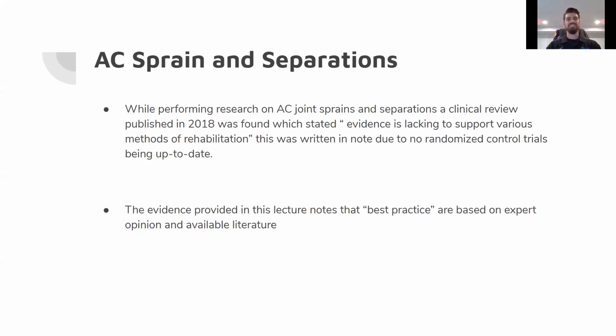So let's review some conservative management. The AC sprain and separations. While performing research on AC joint sprains and separations, a clinical review published in 2018 was found, which stated that evidence is lacking to support various methods of rehabilitation. This was written in note due to no randomized controlled trials being updated. So what does that mean? Obviously, people get treated for this, but there's been no good, solid evidence to dictate that this is the best way to treat an AC joint sprain, grades 1 through 3.